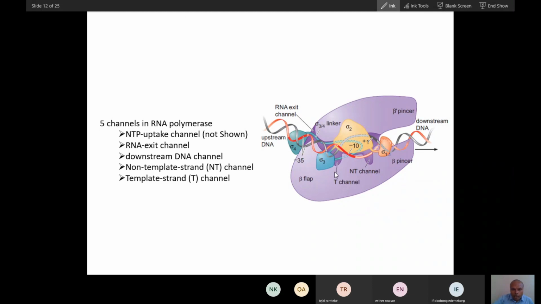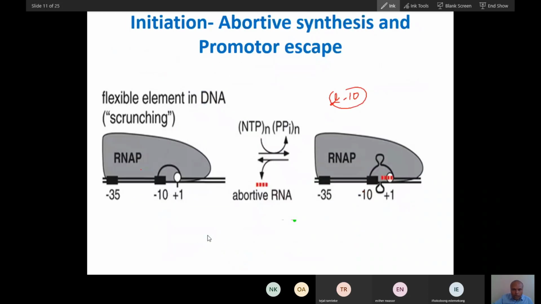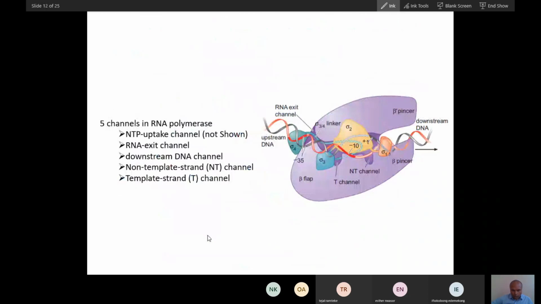now what starts is the RNA elongation phase. You can see here, during the whole elongation phase, this bubble will go with RNA polymerase. RNA polymerase has channels, as I have already explained. One channel, between the two beta subunits, holds DNA, then one channel is for the non-template strand, and this channel is for the template strand. Template strand means the strand where RNA synthesis will happen. And from this channel RNA will exit.